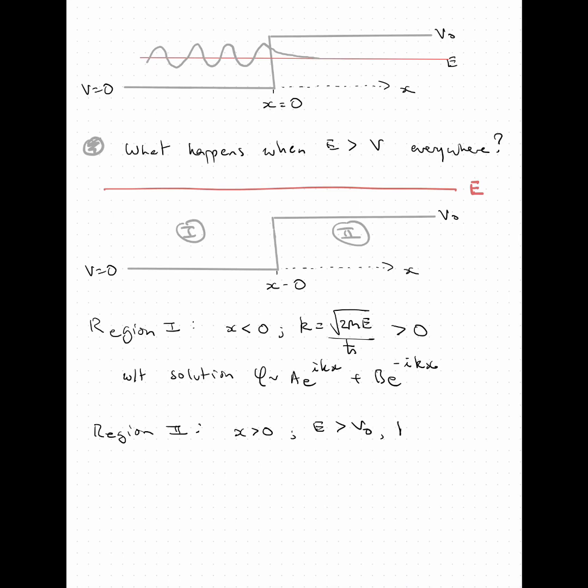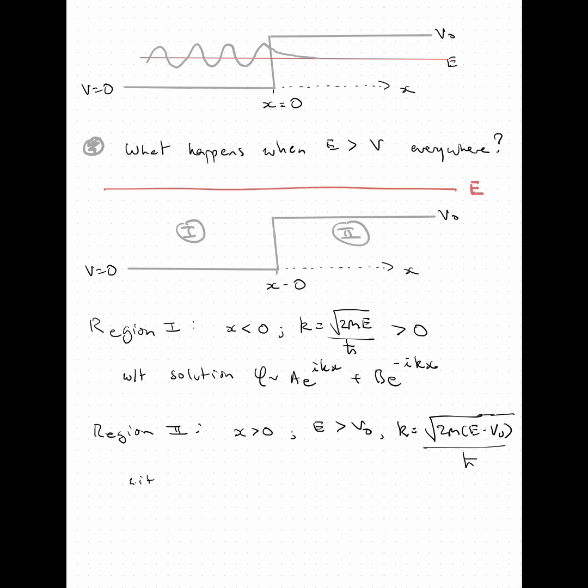We can write down k is root 2m (E minus V naught) over h bar. Okay, and this k remains positive in the square root, so it doesn't become something like a kappa as we found before.